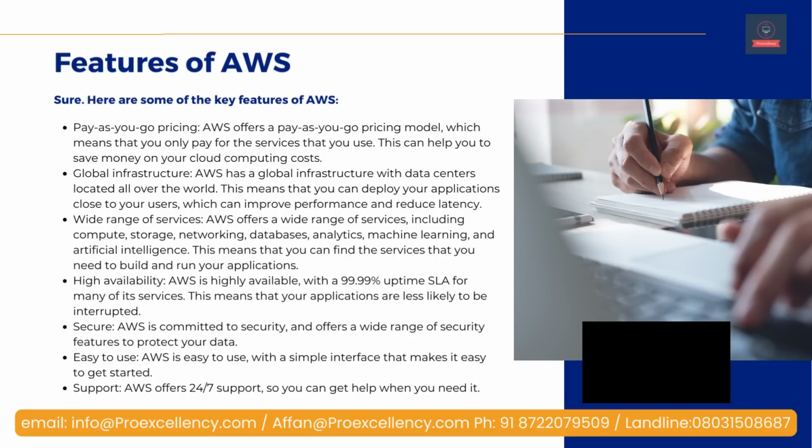Wide range of services. AWS offers a wide range of services, including compute, storage, networking, databases, analytics, machine learning, and artificial intelligence. This means that you can find the services that you need to build and run your applications. High availability. AWS is highly available, with a 99.99% uptime SLA for many of its services. This means that your applications are less likely to be interrupted.